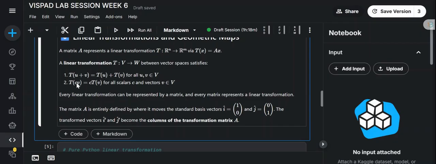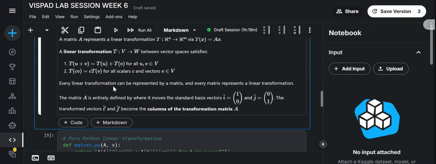Good. Now the next rule is that the transformation of a certain scalar and a vector v equals the scalar multiplied by the transformation of that vector, for all scalars. So it's the same for all scalars and vectors that are elements of the same vector space.